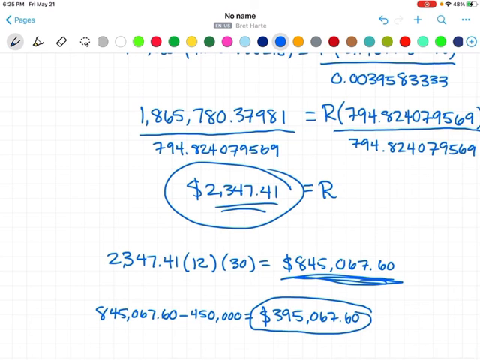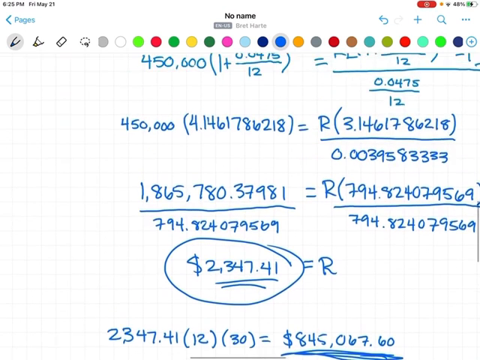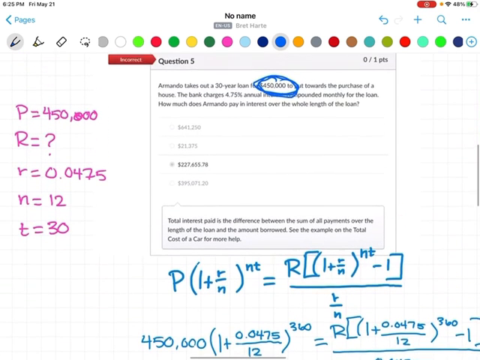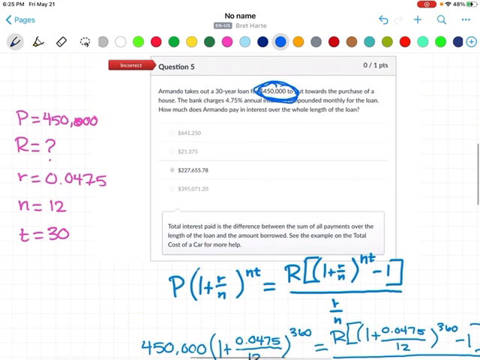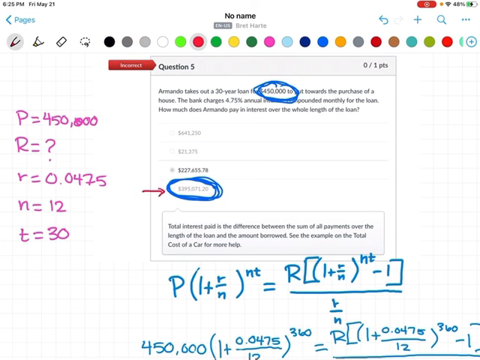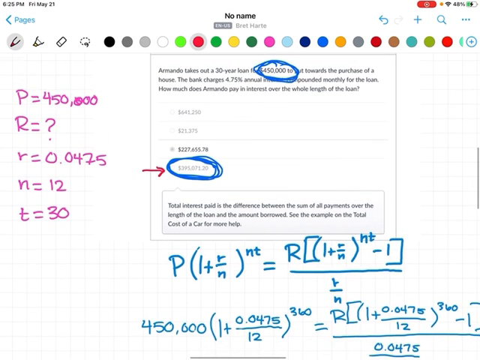Is that one of the answer choices? Okay, it looks like my decimals might have been off a little bit, but this should have been the answer right here: $395,071.20. It's just a little bit off, probably because of some rounding errors. But yeah, there we go.